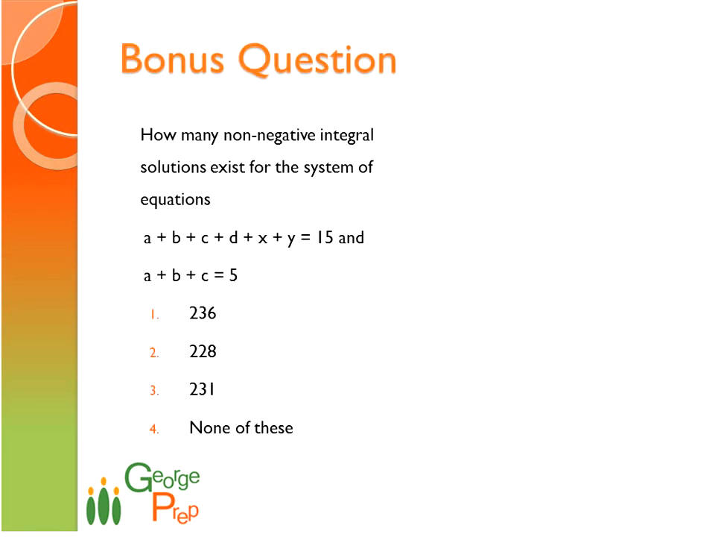Okay, here we have the bonus question today. How many non-negative solutions exist for the system of equations? We have been given 2 equations here. You might have to pause it here and try this question. And once you try this question, you can forward it and find the answer. The answer is option 3.